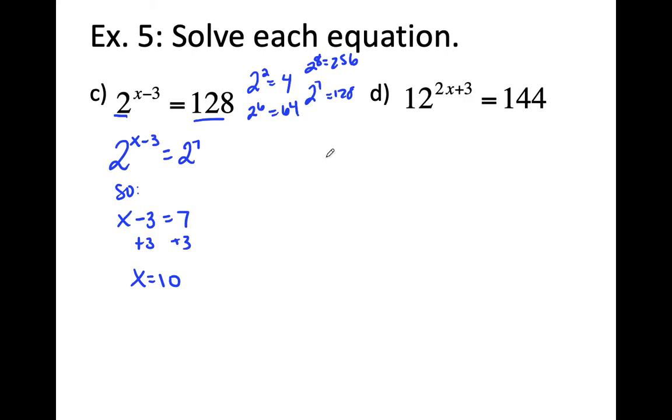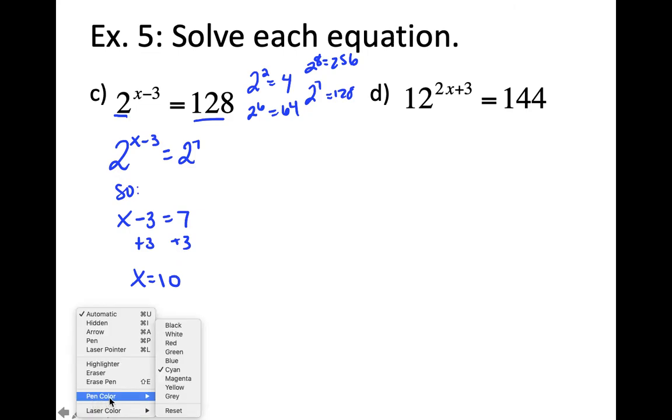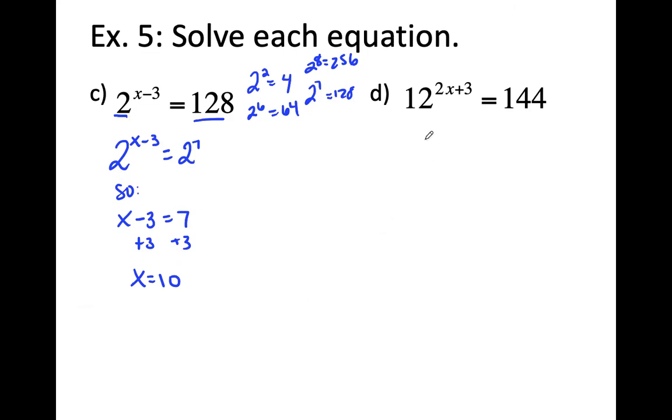Actually, let's do letter D, no, sorry. All right, so again, you can pause it if you want to try that one on your own. So this one, oops, we don't want cyan because that's going to be a nasty color. So 12 raised to the 2x plus 3 equals 144. So we want to change them both to 12. So the left side is going to say 12 to the 2x plus 3. So 144 is the same as 12 squared.